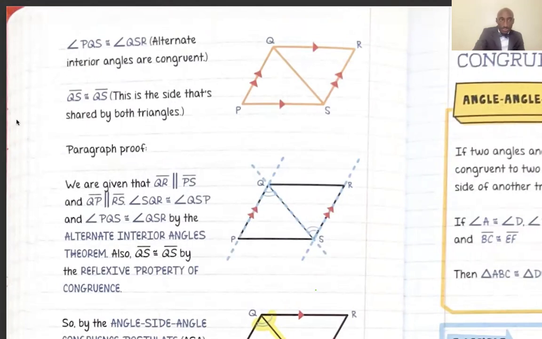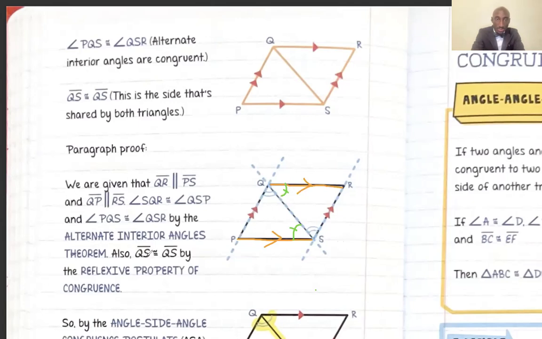Paragraph proof. We are given that QR and PS are parallel, and QP and RS are parallel. Angle SQR is congruent to angle QSP. SQR right here, QSP right here. We know that by the alternate interior angle theorem.